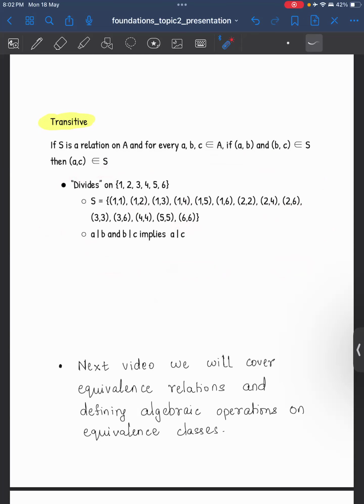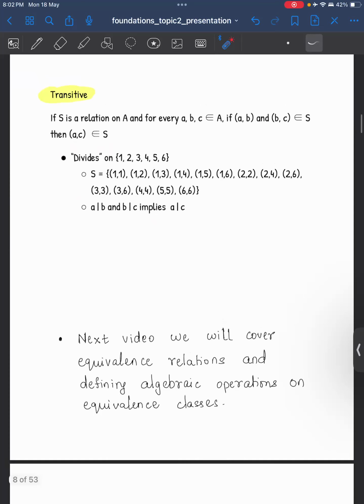In the next video, we will cover equivalence relations and we will define algebraic operations on equivalence classes. This construction will be new for many people. This kind of construction of defining algebraic operations on equivalence classes appears a lot in math and also in other algebraic techniques used in computer science. Once you understand this construction, it helps you connect with techniques across other areas in computer science.